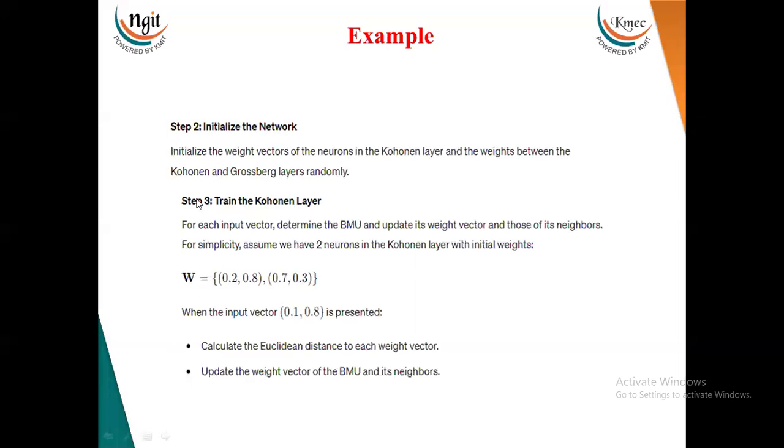Now, initialize the network. We'll train the Kohonen layer with the help of these weights and neurons. And what are the initial weights? When the input vector is 0.1, 0.1, 0.8, which one is the best match for these two? So I'll calculate the Euclidean distance between these two and these two.